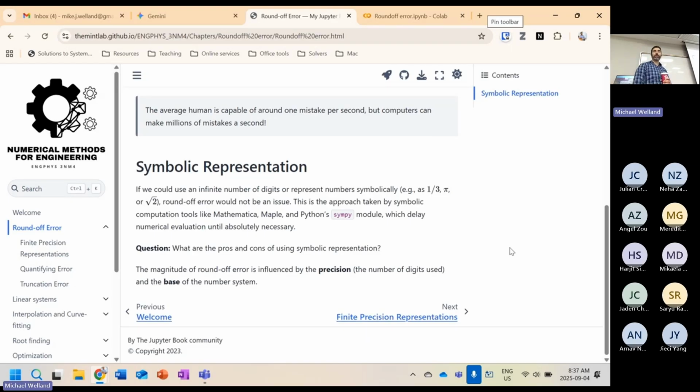Anybody use Mathematica, Maple, Python, SymPy capabilities? I see a nod or two. Any of you know what the big differences are there? Do you know what that means? Yes, effectively, right? So it keeps the symbol, in which case 1 is actually 1, right? And it knows algebra, so that with 1 over 3 times 3, the 3's cancel out and you get 1, right? Anybody know the big problem with it? Why we don't do something like COMSOL in Maple or Mathematica? You already answered one.